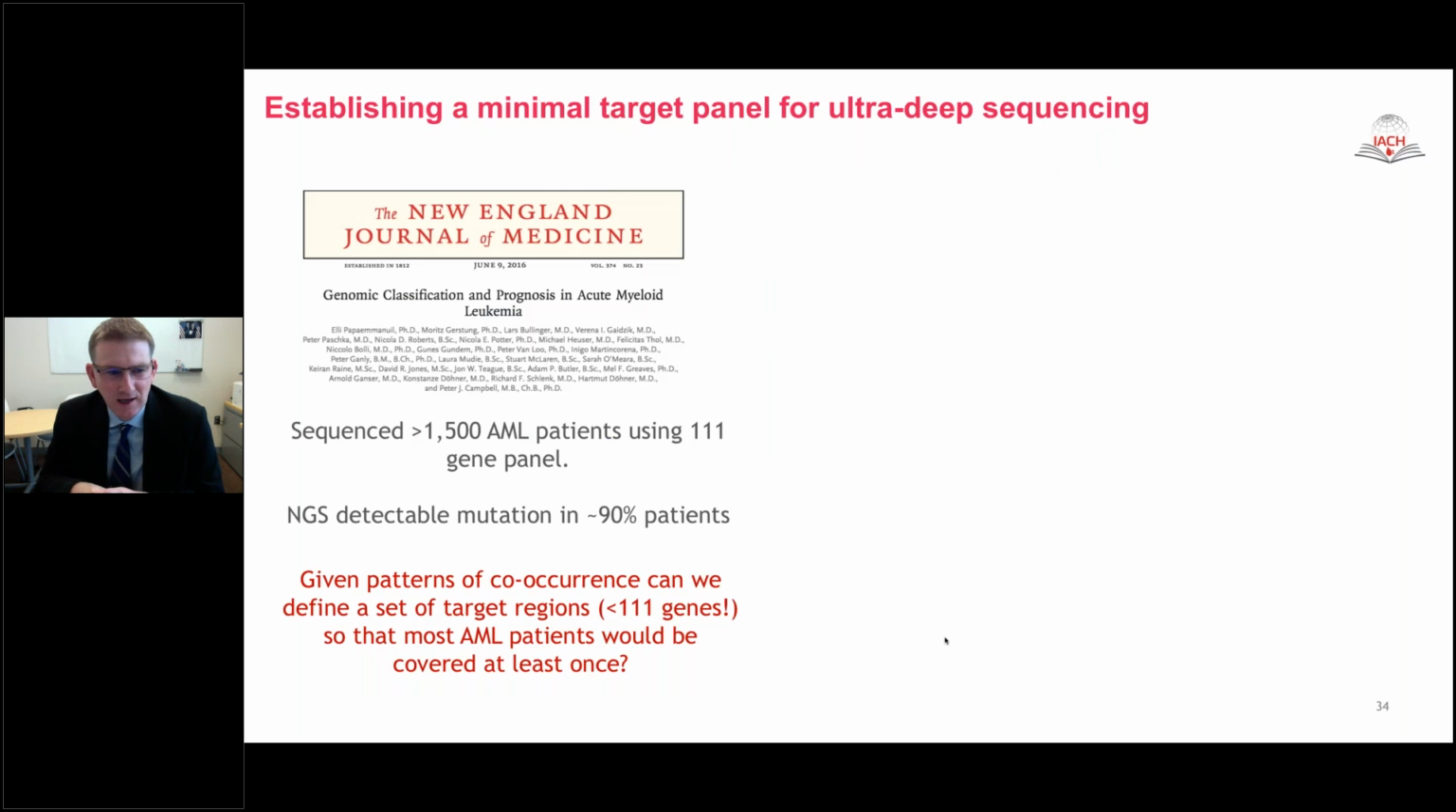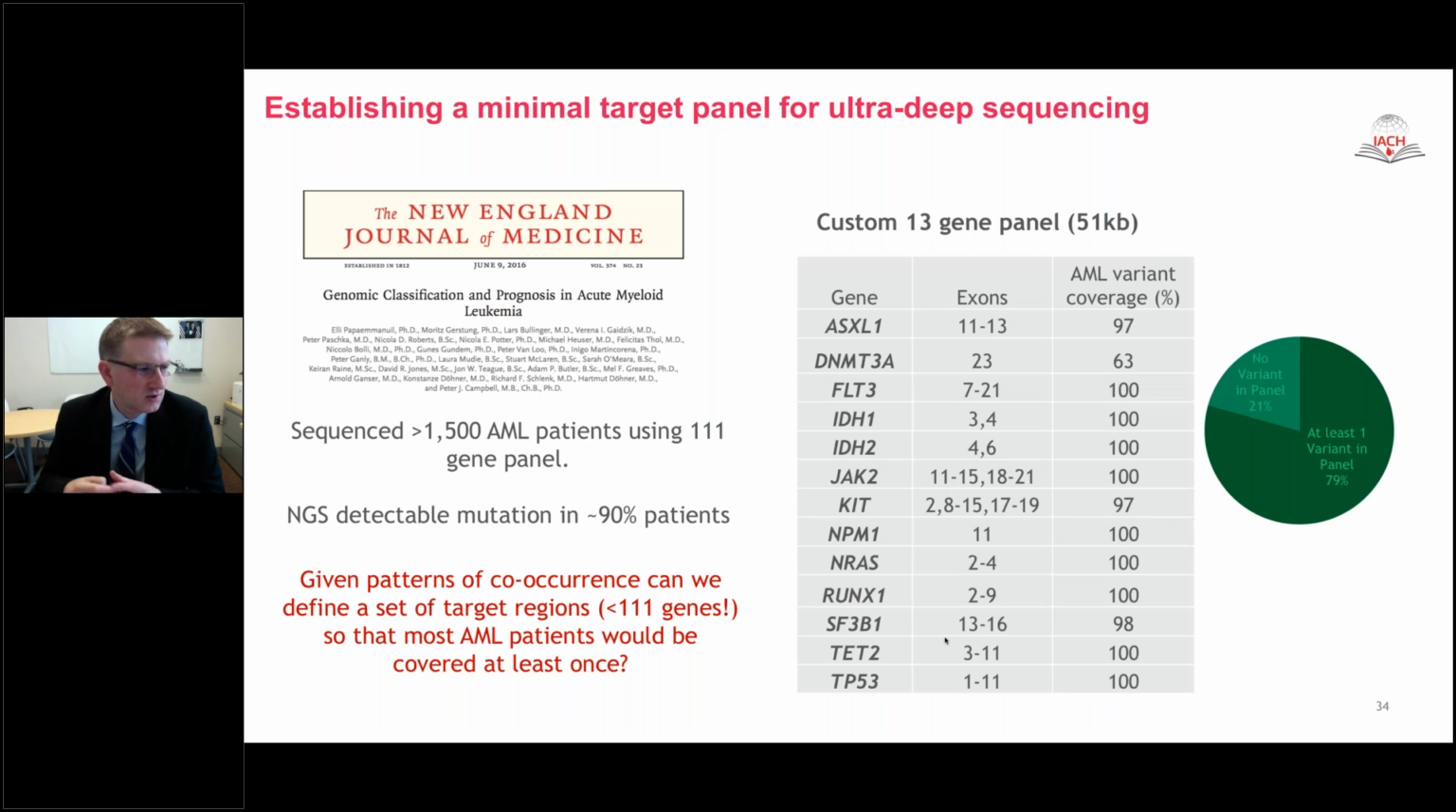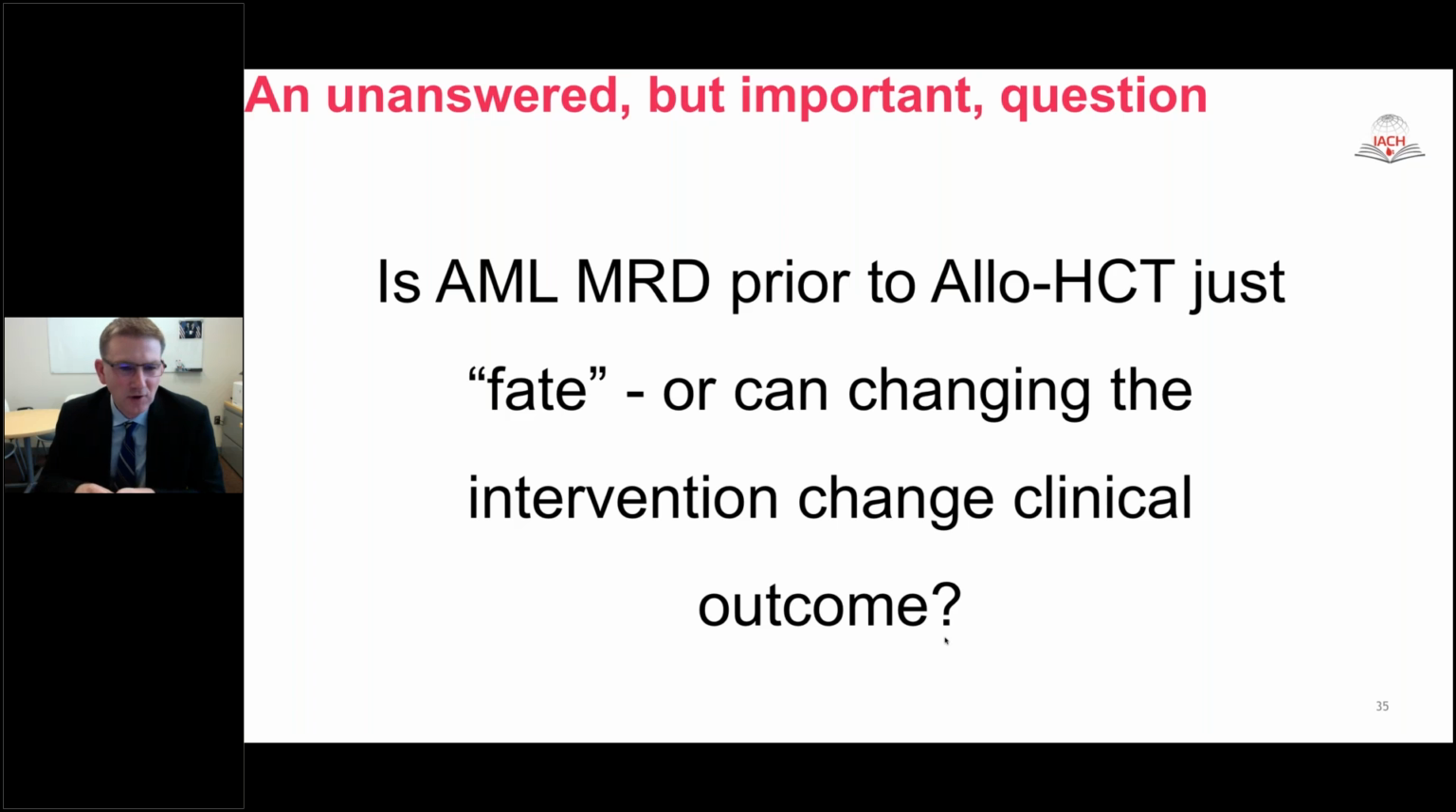We've demonstrated this in a pilot study by taking the data from the Sanger, where they had sequenced over 1,500 AML patients at diagnosis with a broad gene panel. We picked a small cassette of genes to use for tracking MRD, and just picked a 13 gene panel which we thought would cover about 79% of AML patients. And we used it to answer this really important question.